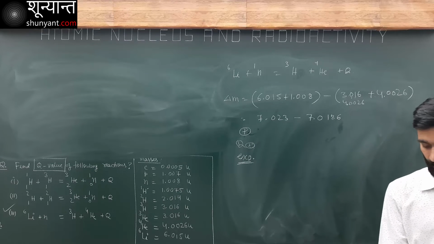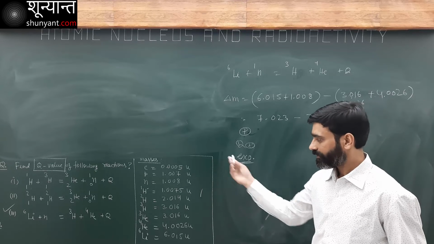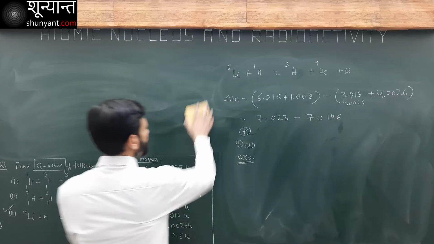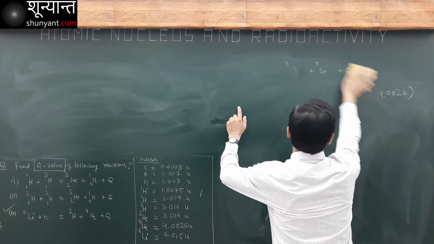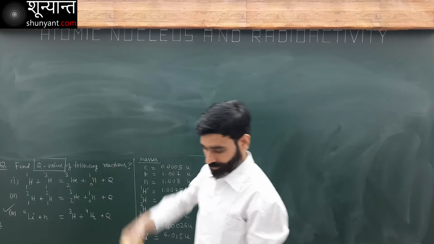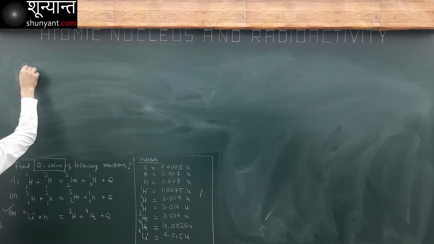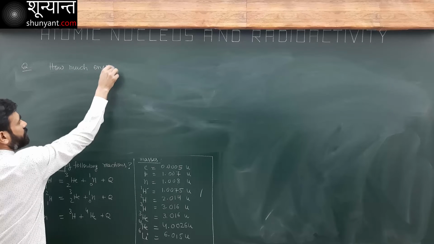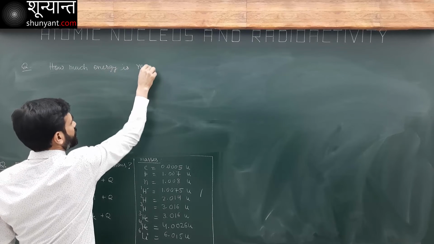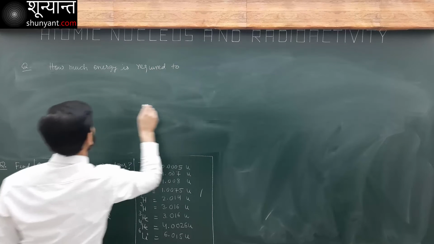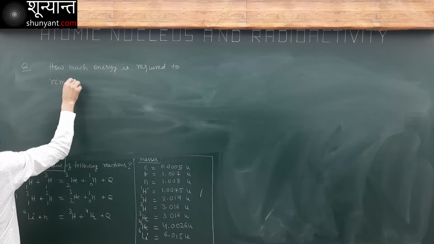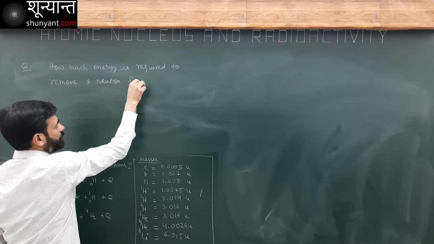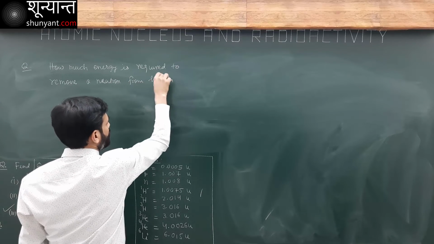Let's do a few more problems, because all these values are given. Let's do one more problem of this type. Let me write a few more problems. Question: how much energy is required to remove a neutron from a helium nucleus?